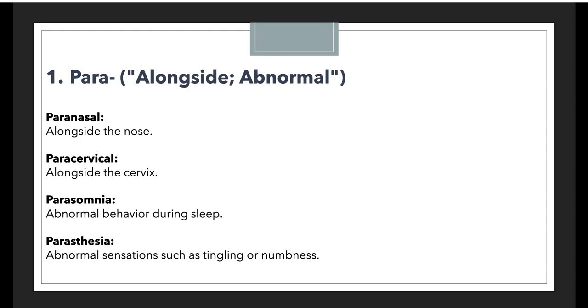First is paranasal. Paranasal means alongside the nose. So suppose there is a medical procedure or medical report where the terminology is written as paranasal. You can break this down into two parts. First one is your prefix and second one is your root word. So here para is indicating alongside and nose is represented by nasal. So this is how this terminology comes into the picture, paranasal.